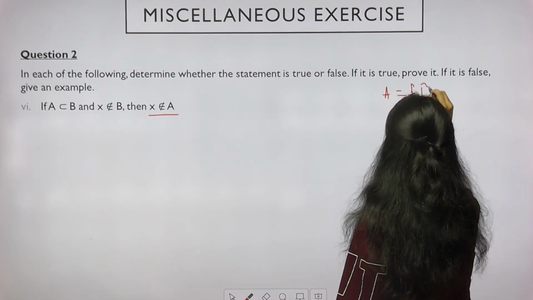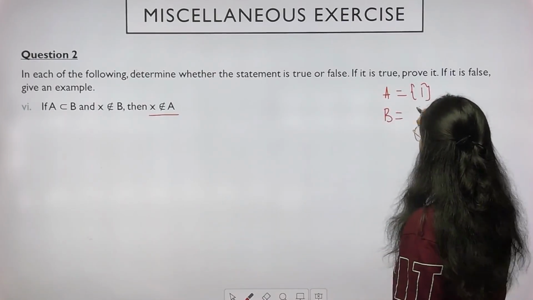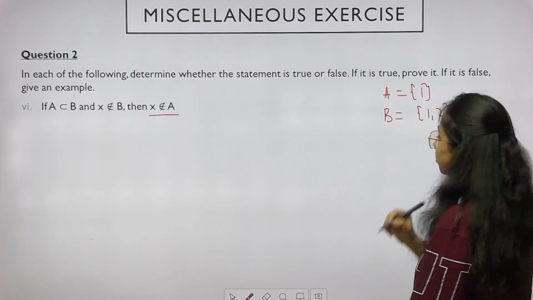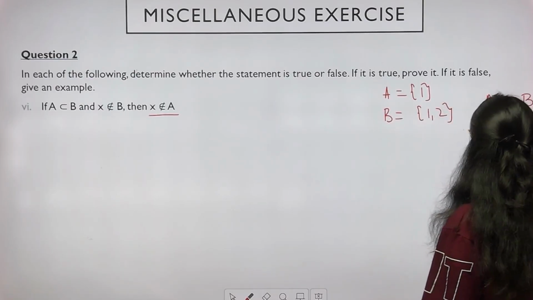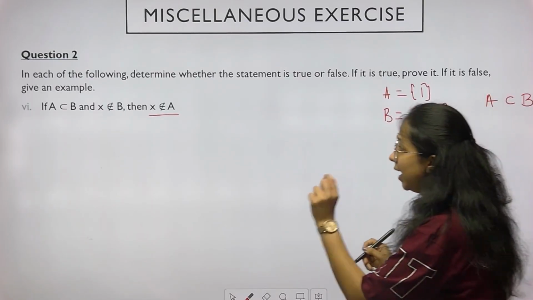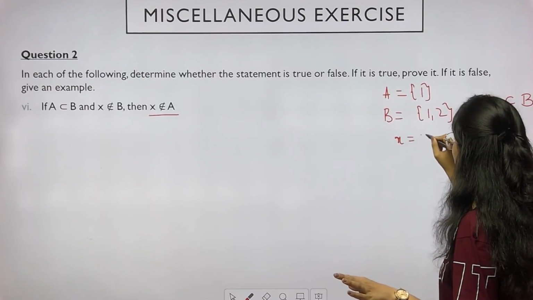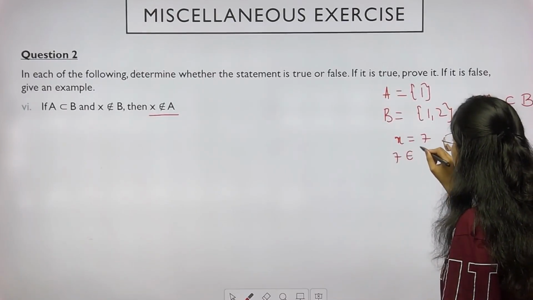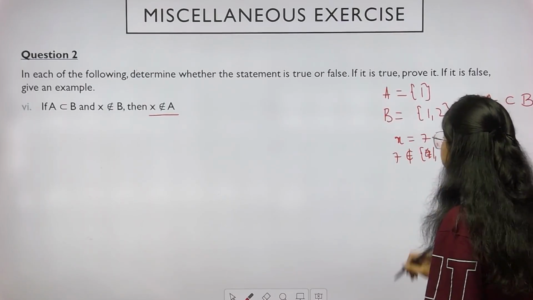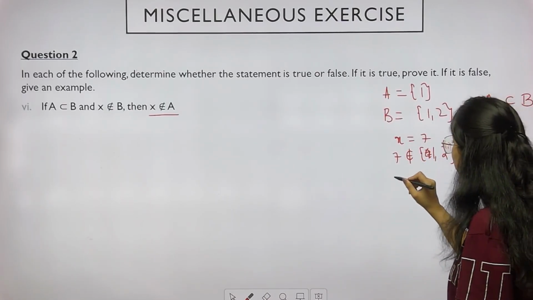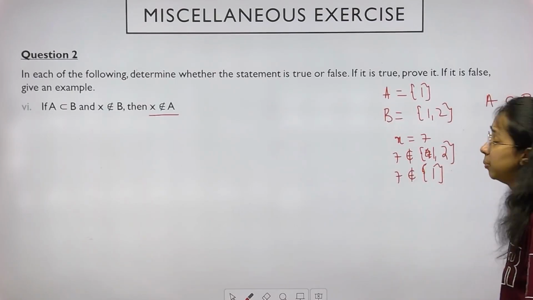So let's take a set A. Set A is {1}. And since A is a part of B, B will be {1, 2}. So now clearly we can see that A is a subset of B. Now let's take an element X which is not a part of set B. Let's take X as 7. So clearly 7 does not belong to {1, 2}. If 7 does not belong to {1, 2}, then 7 also does not belong to {1}.